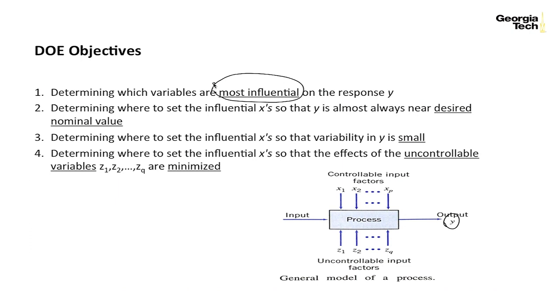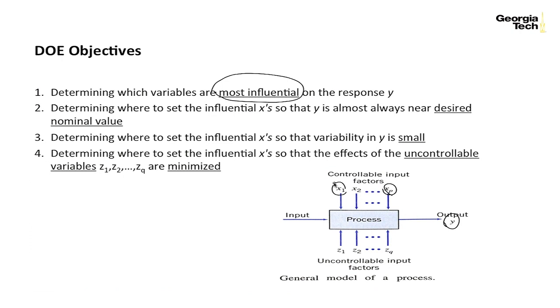The second objective is very important: how and where to set the influential x's so that y is near the desired value. Let's say we have a target value for y, and we know that x1 and xp are important. The question is how we can set the values of x1 and xp so that y is close to target.